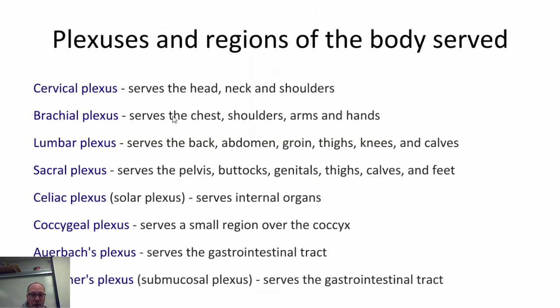This slide shows all the plexuses that exist. The main ones, of course, are going to be cervical, brachial, lumbar, and sacral.